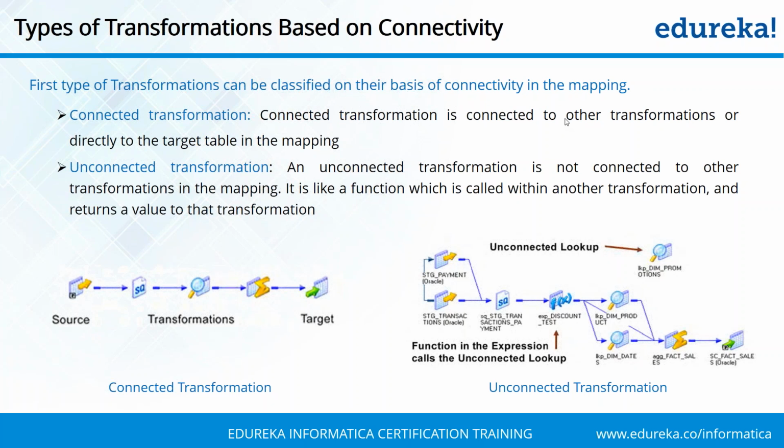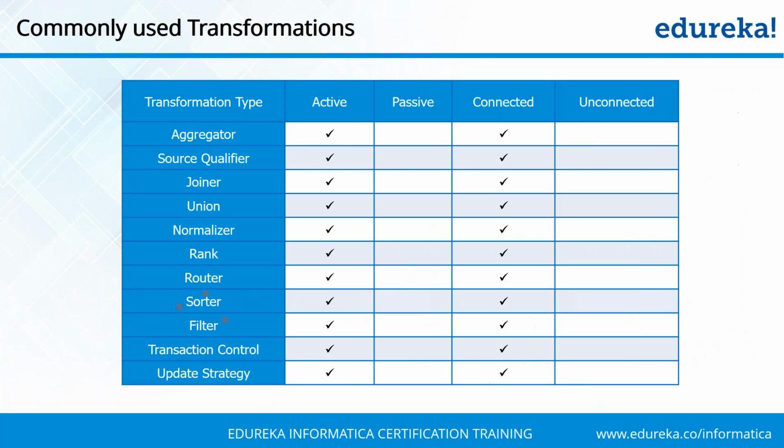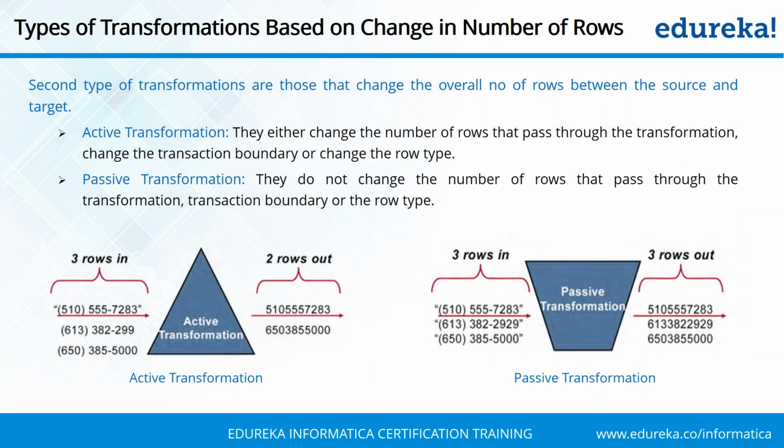Alright. So now let's move ahead and look at the second category of transformations. Here we have the active and passive transformation. Now in an active transformation, the number of rows that pass through the transformation changes, or we change the transactional boundary or the row type. The transactional boundary comes into picture when we are processing transactional data, and the row type attribute is something that defines how each row is present in that table. To give you a better understanding, let's look at the example here.